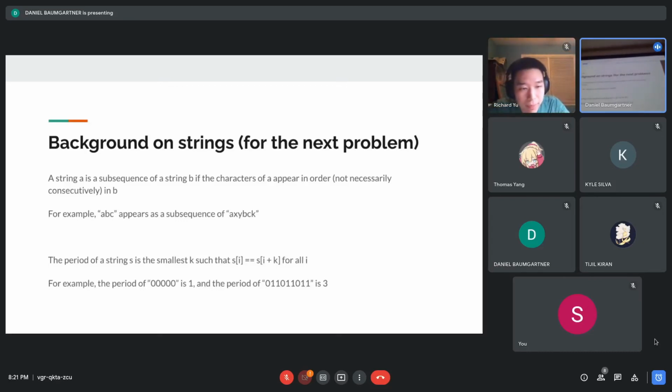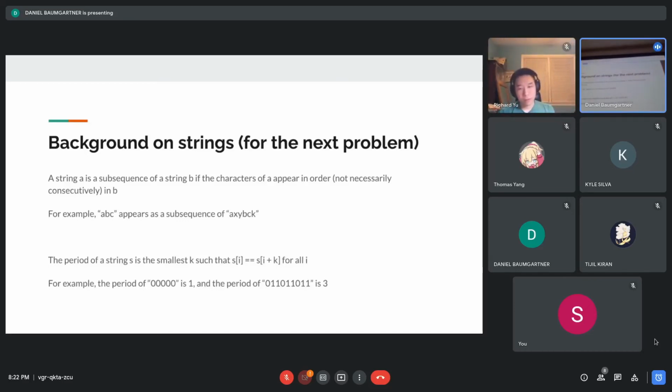Anyways, to the next problem. So this next problem is about strings. Strings, by definition, are pretty much ordered sequences of letters. So they all have position, and we can have repeats. We can have all that kind of stuff. And then we define a subsequence to be kind of like a subarray, if you're aware of that. If you're not, then a subsequence of a string is basically some of the characters if we were to delete some of the other characters. So it has to be in the same order that it appears in the string. For example, if we have AXYBCK, then ABC is a valid subsequence.